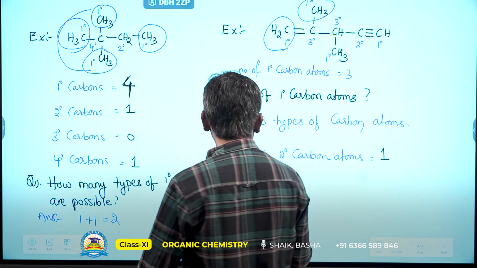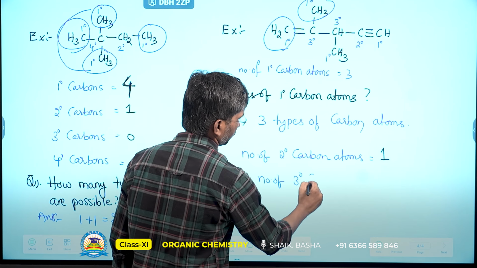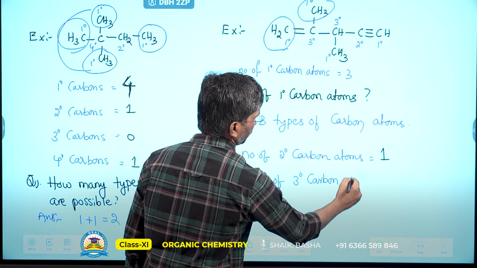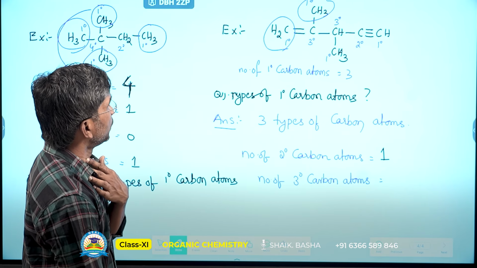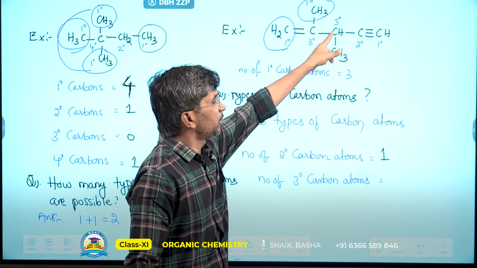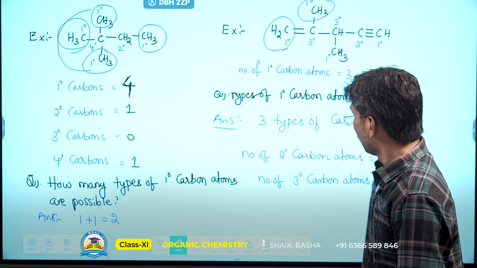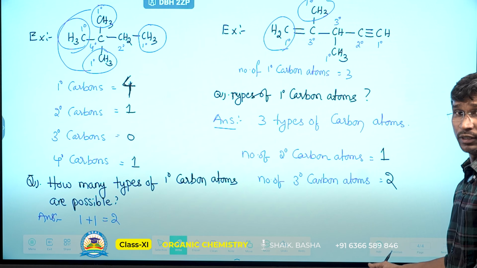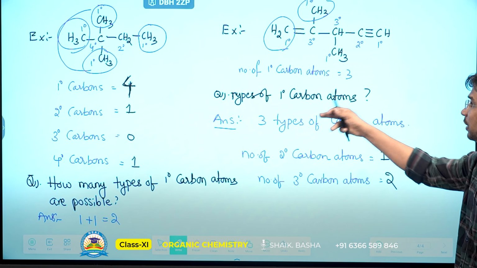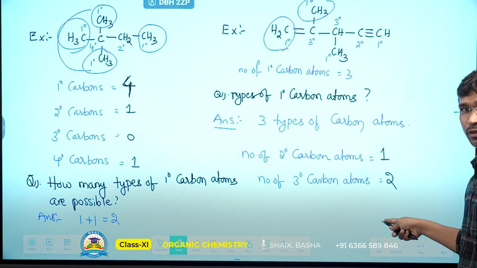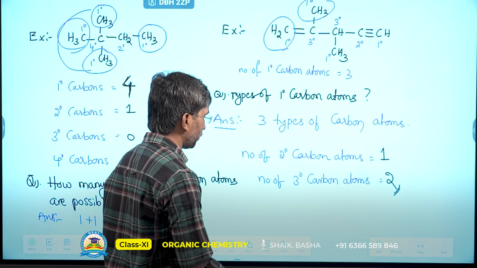Next one, number of tertiary carbon atoms. How many tertiary carbon atoms are possible? Here one tertiary, here one tertiary. Total 2 tertiary carbon atoms are possible. Whenever more than one primary, more than one secondary, more than one tertiary, or more than one quaternary is possible, then we will go for the next question: types of tertiary carbon atoms. Why is it possible? Because here more than one tertiary carbon is possible. That's the reason.